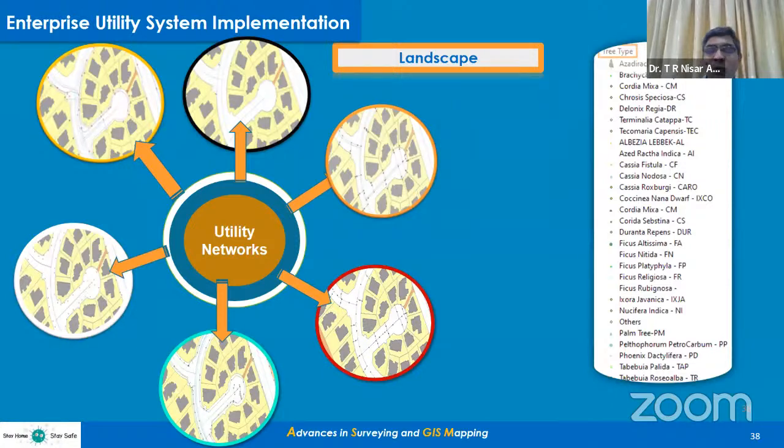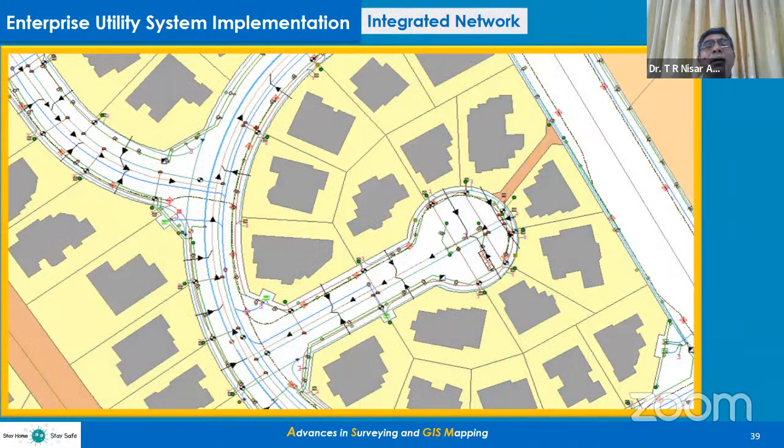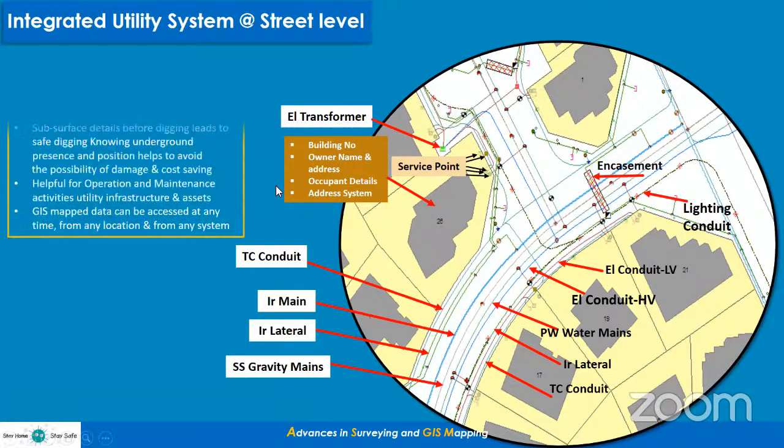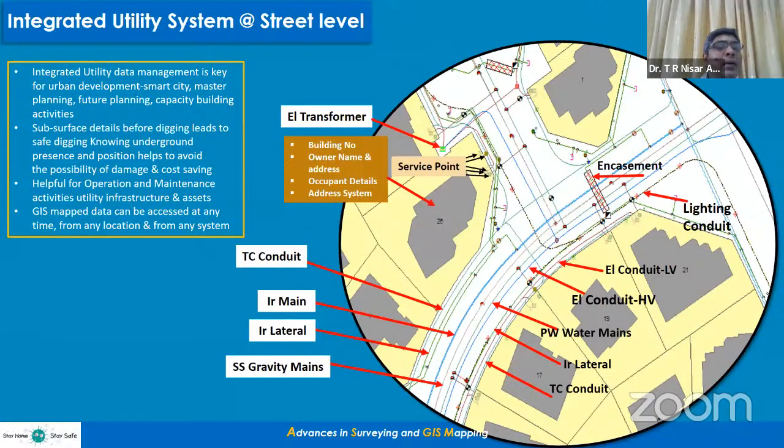When all of this is merged and integrated together, what we get is an integrated network where all utilities are overlaid over the base layer. This picture is the integrated utility system at the street level, where, for example, this is the road network, and all the components of the road, be it electrical, potable water, irrigation, telecommunication, in addition to the land parcel and also the consumer level, are shown. This type of integrated system is specifically helpful for projects like smart city projects, master planning projects, or capacity projects.